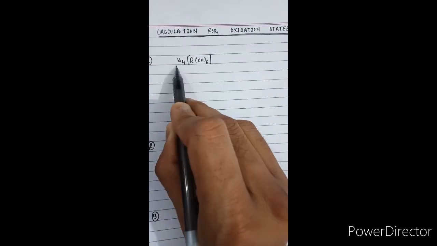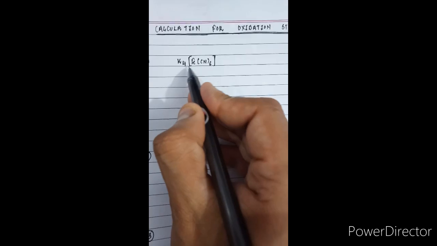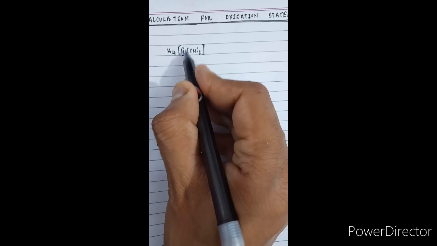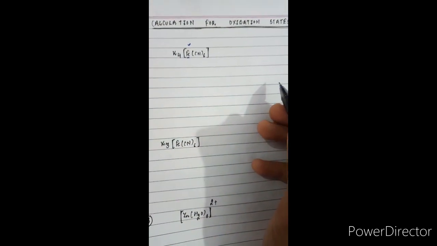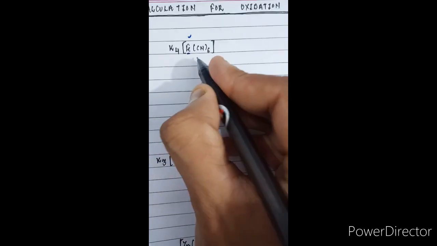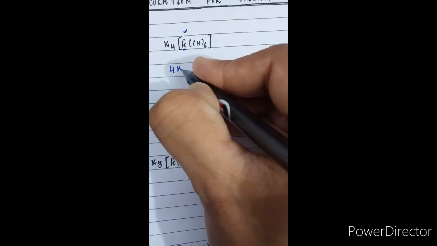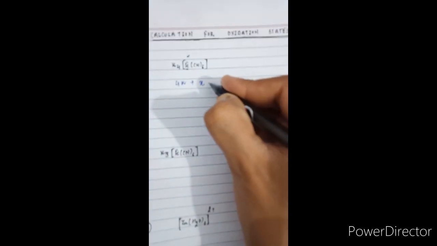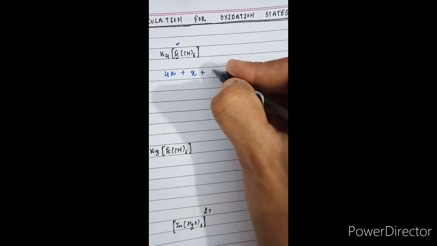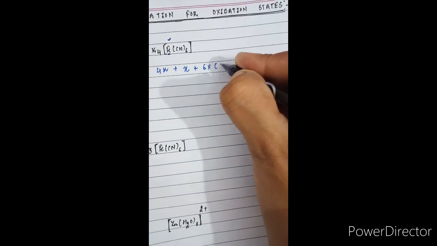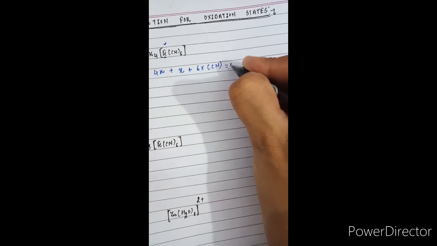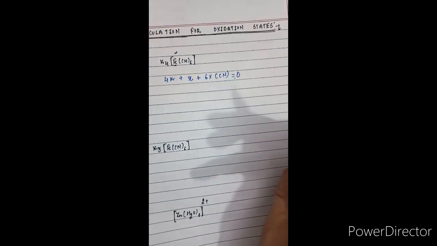It is very simple. For example, this is the first complex, K4[Fe(CN)6]. We have to calculate the oxidation state for the central metal atom. Always we have to calculate the oxidation state for the central metal atom. For example, we can break this complex into 4K plus, let the oxidation state of iron be X, plus 6 into cyanide. And the overall complex will be neutral, so it equals 0 because the overall charge is 0.